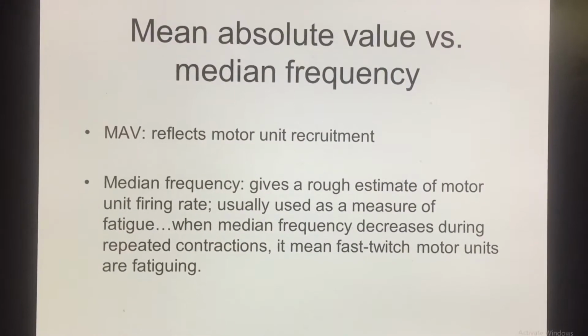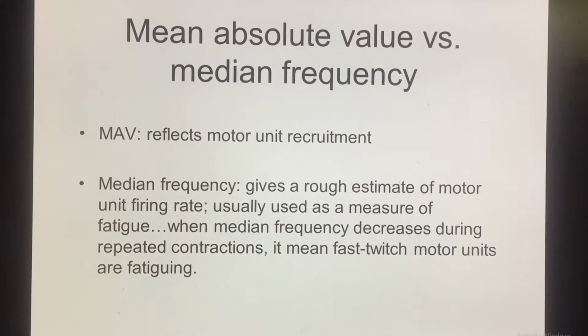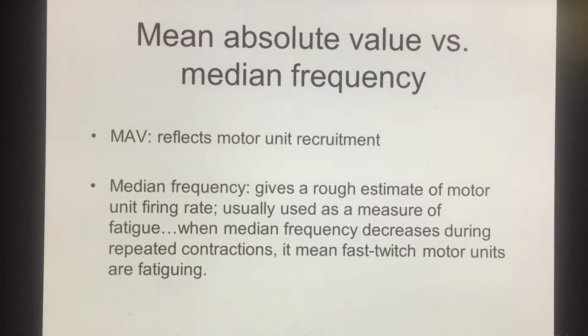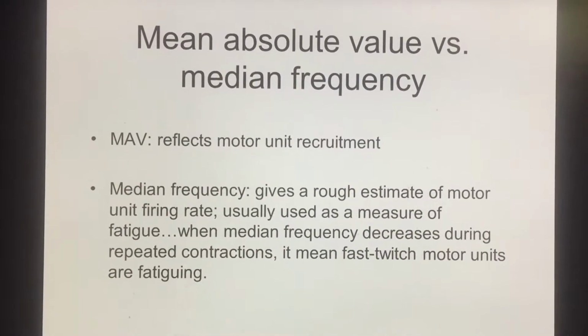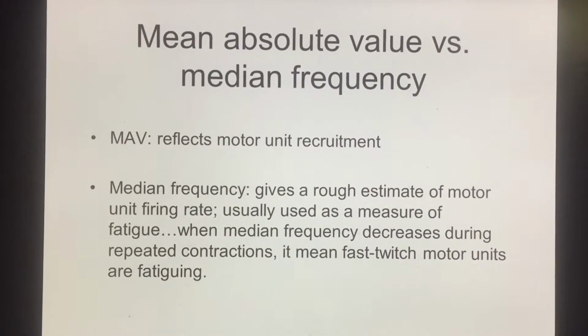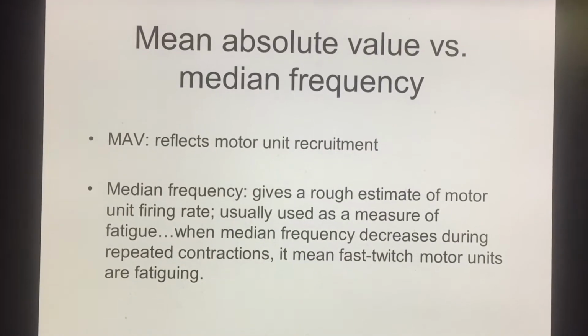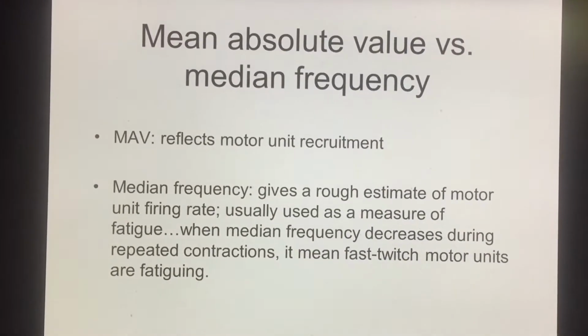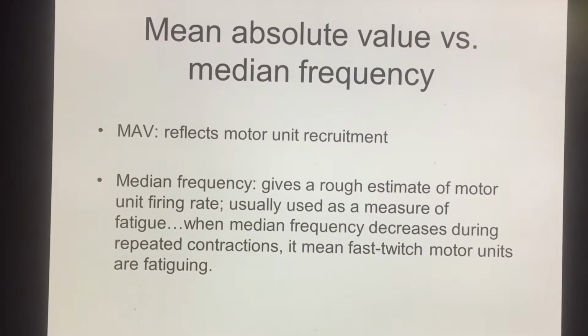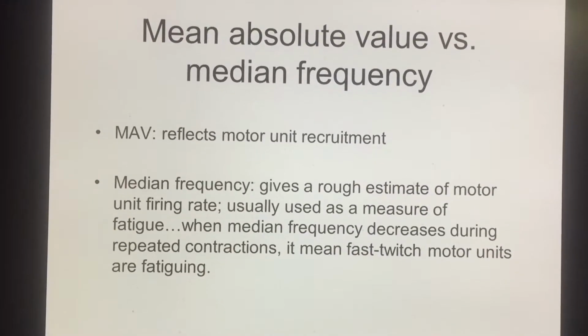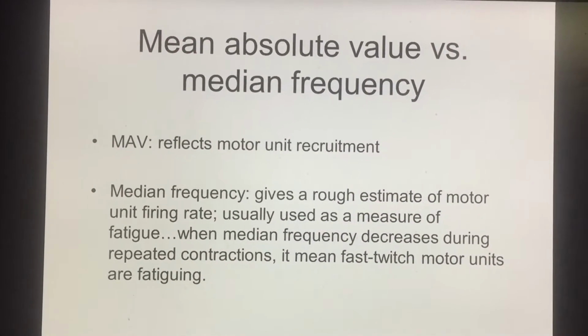Median frequency, on the other hand, gives a rough estimate of your motor unit firing rate. It's usually used as a measure of fatigue. So when median frequency decreases, it means that those fast firing motor units are dropping out, and those would be your fast twitch motor units.